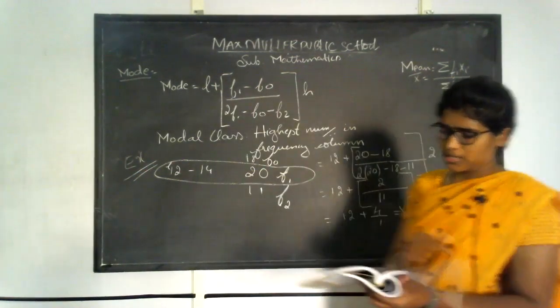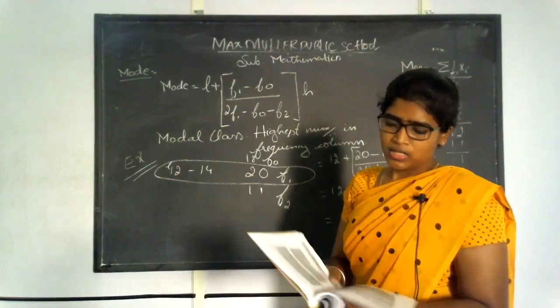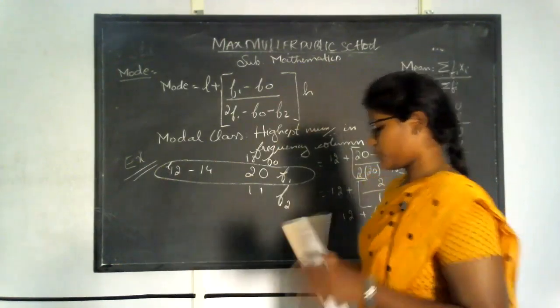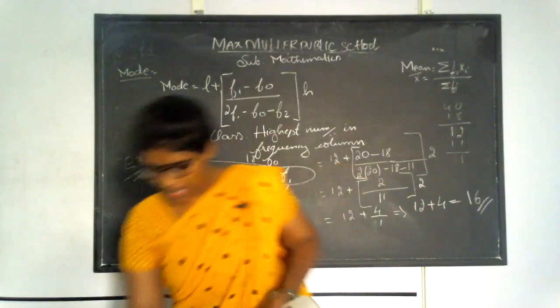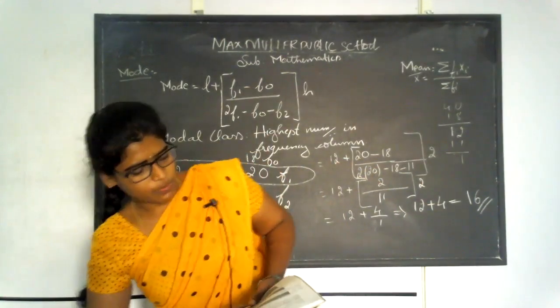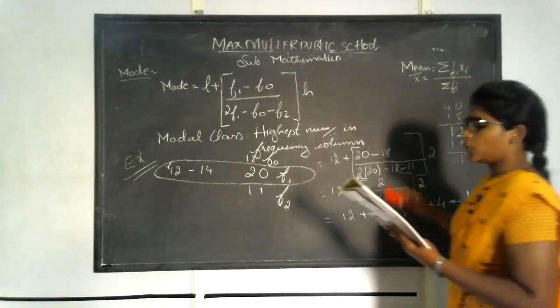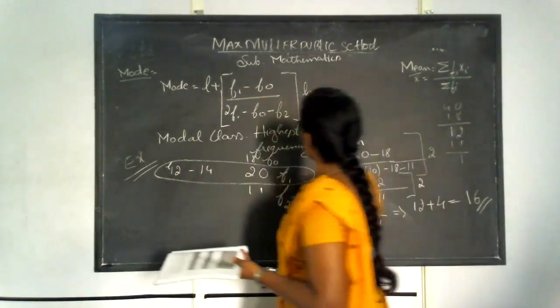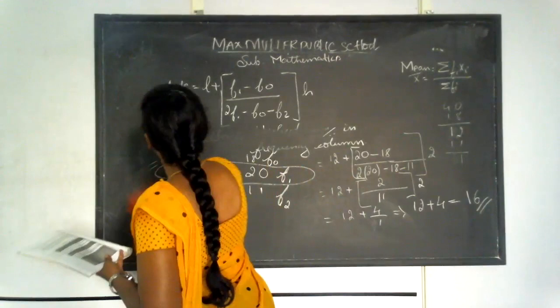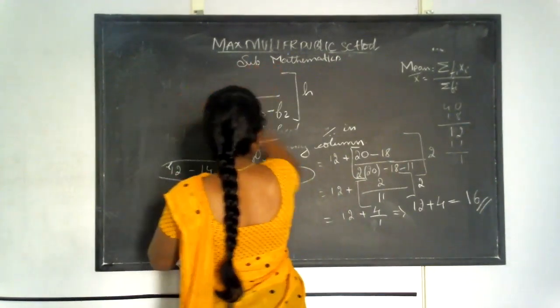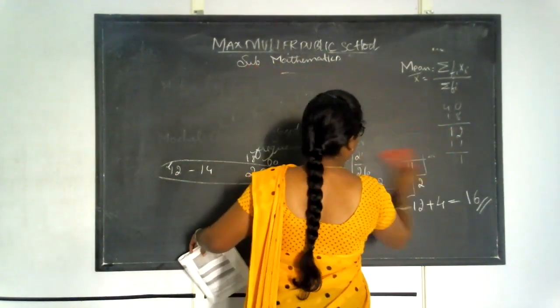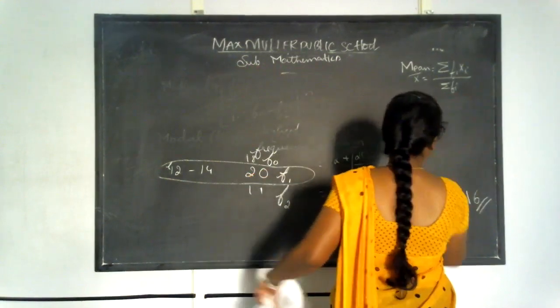Copy the first exercise sum. That is exercise 13.2. What is the first sum? What do you have in your textbook? The following table shows the age of patients admitted in the hospital during a year. What are the years they have given? Remember the formula. If you don't remember the formula, you will not be able to do the sum properly. Clear?